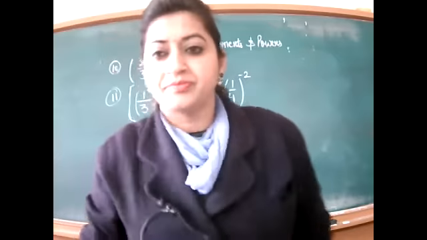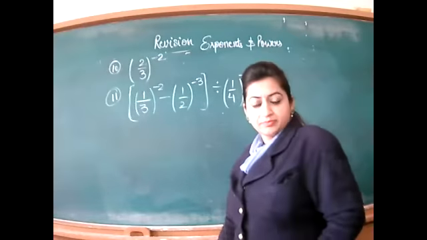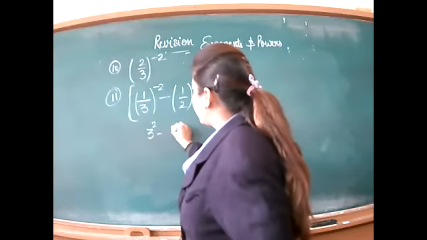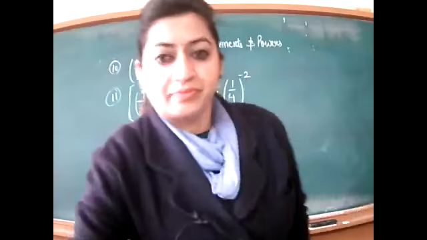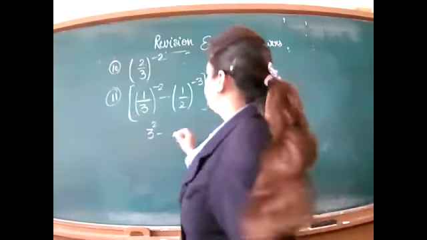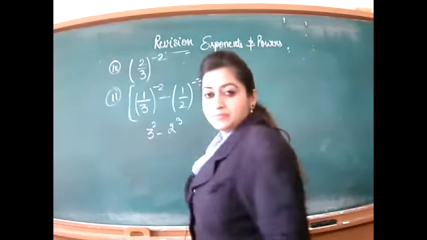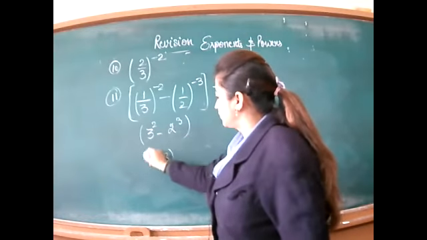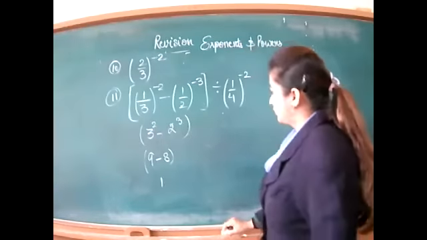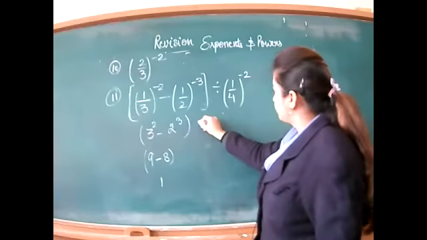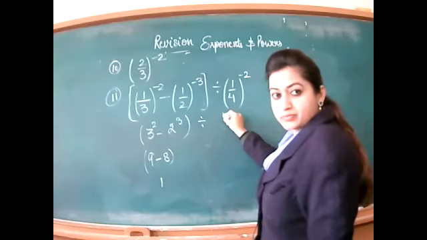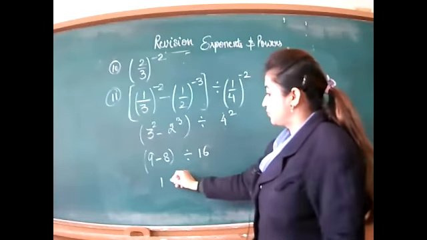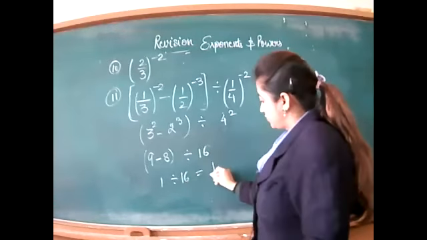Ma'am, first of all, we will take the reciprocal of 1 by 3 and 1 by 2, which is 3 square and 2 cube. Then 3 square is 9 and 2 cube is 8. So we will subtract it, which is 1. And then we will take the reciprocal of 1 by 4, which is 4 square. 4 square is 16. Then we will divide, and it is 1 by 16.